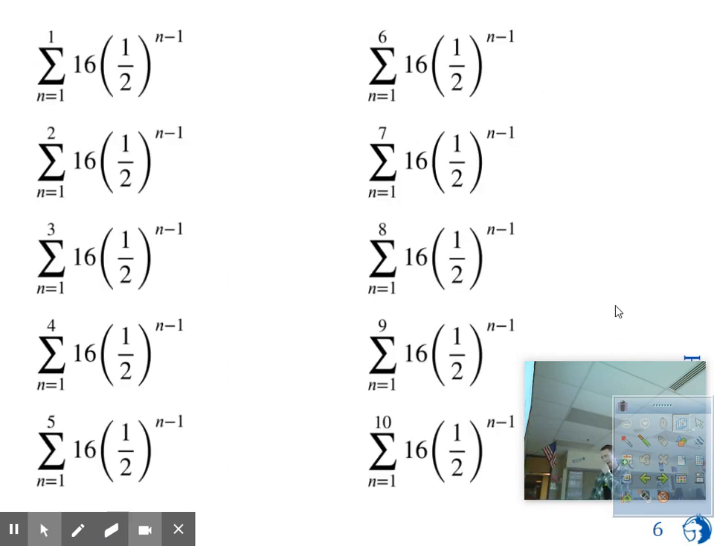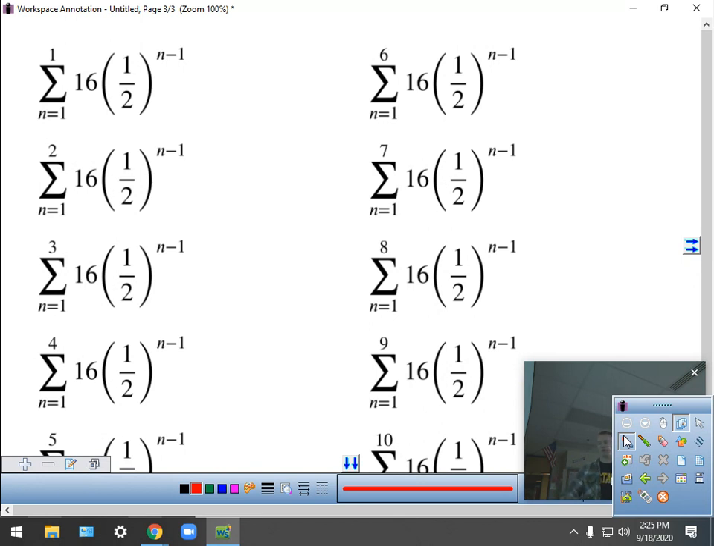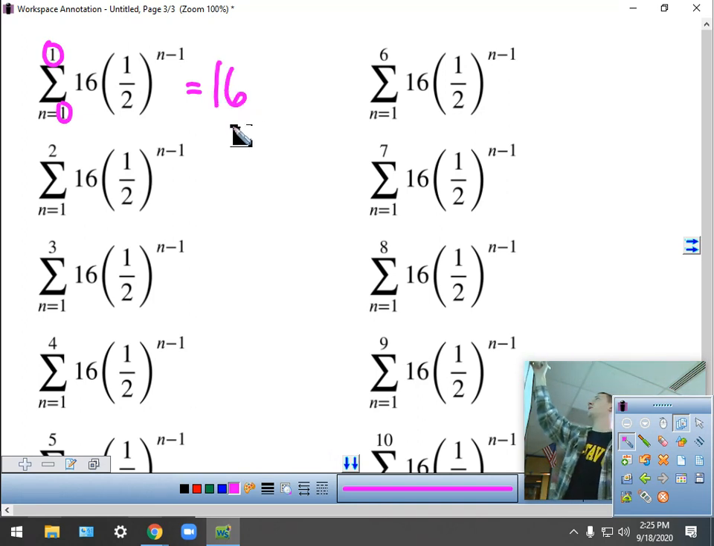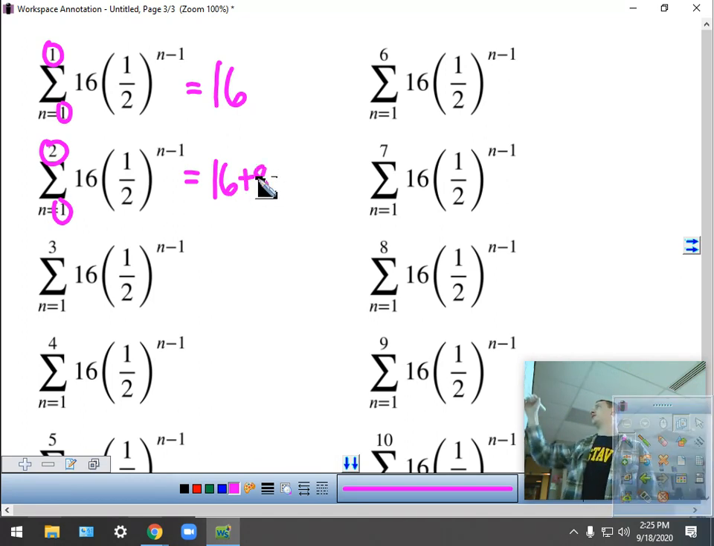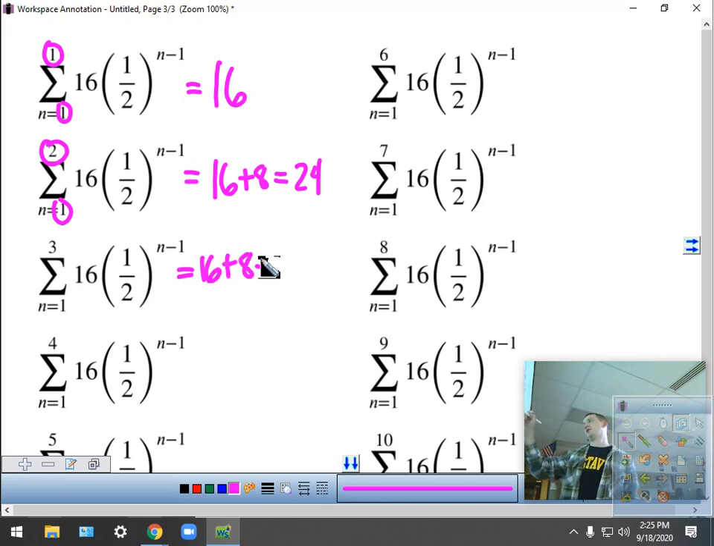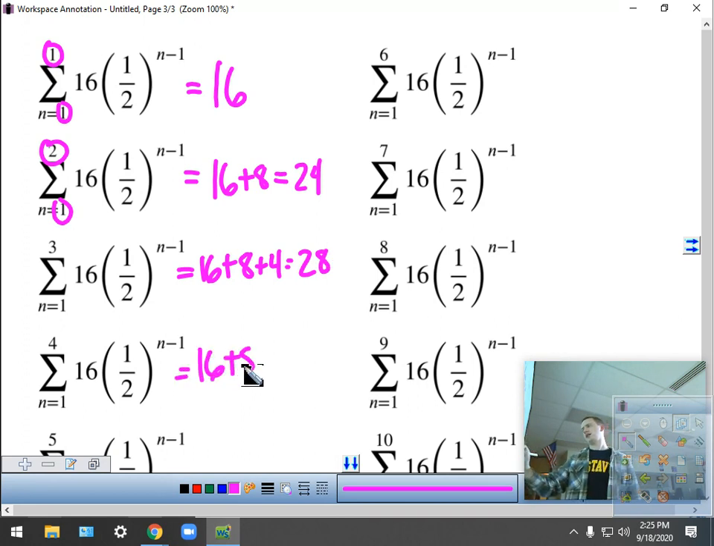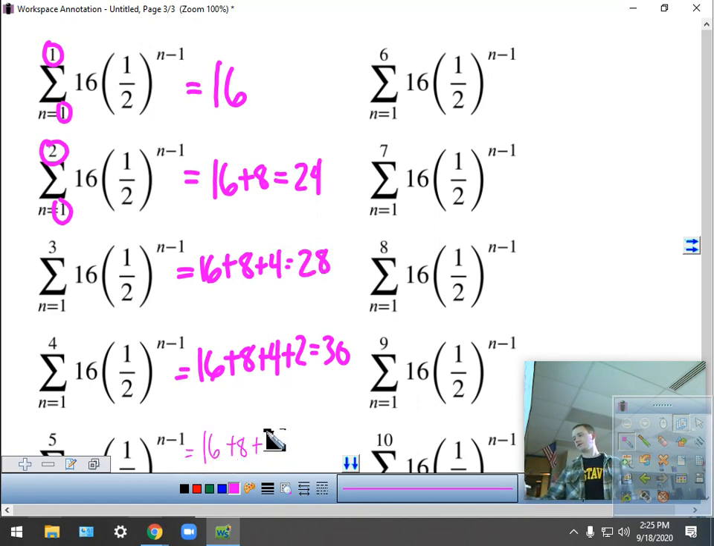Okay, so I'm going to analyze this thing a little bit more. Here we go. The first one, when you just add up the first term, you get 16. When you add up the first 2 terms, you get 16 plus 8, which is 24. The next one, you get 16 plus 8 plus 4, which is 28. The next one, you get 16 plus 8 plus 4 plus 2, which is 30. I'm going to make my pen a little bit smaller for the next one. So then I get 16 plus 8 plus 4 plus 2 plus 1, which is 31.